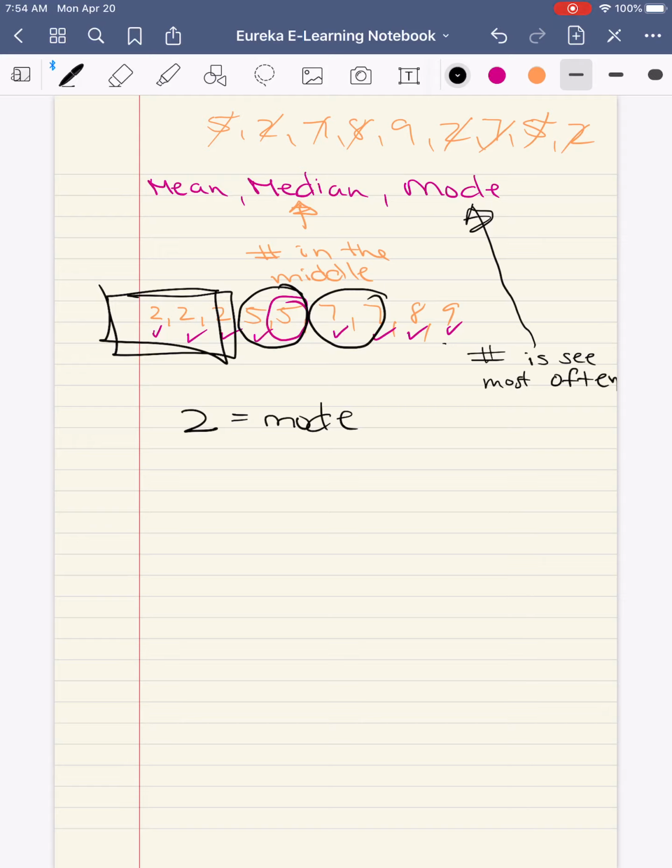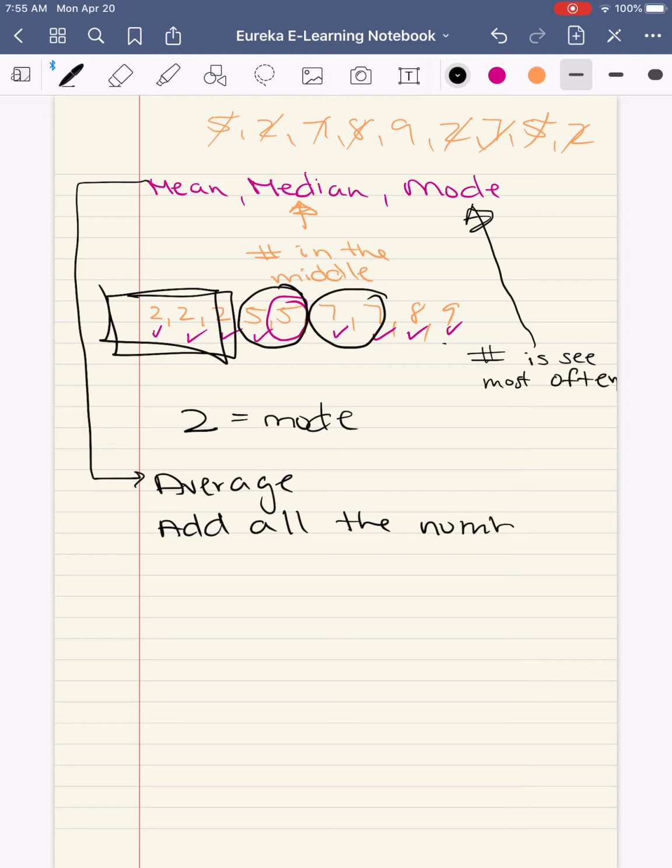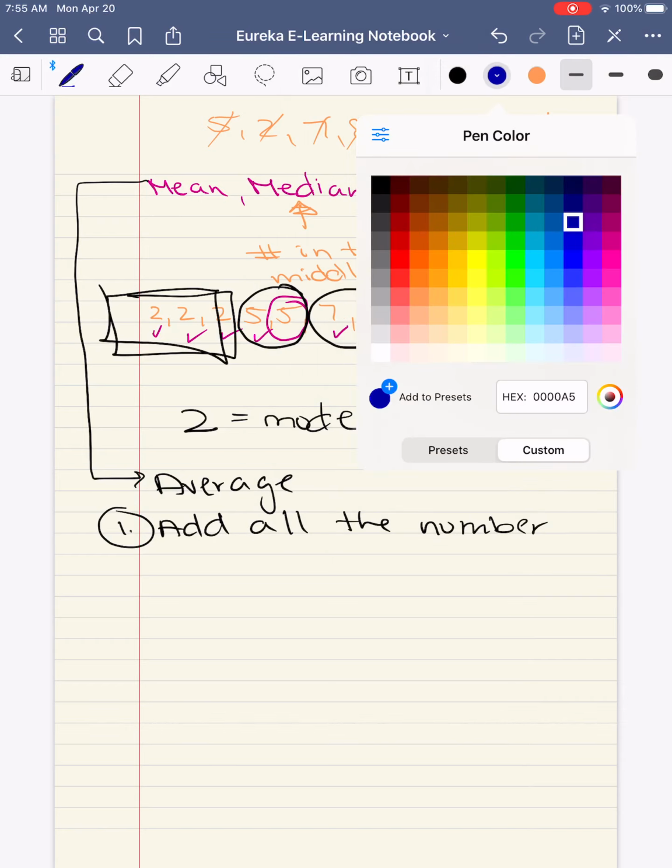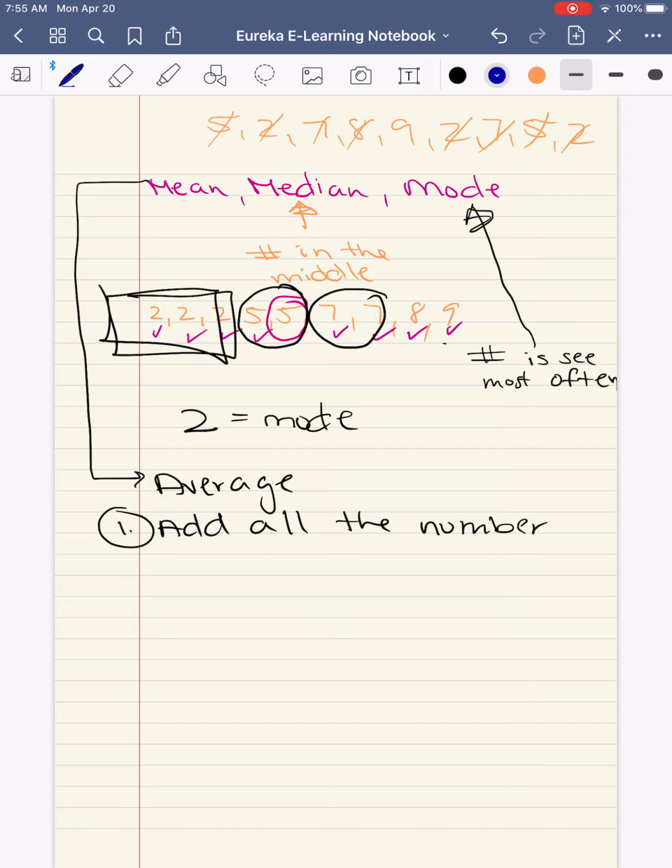Okay, the hardest one we have is median, and it's not even hard. So some of us remember median is the average. And how do you get the average? Well, super easy. You're going to add all the numbers. So if I'm doing that, I'm going to add all my numbers. This is your first step right here. First step. I'm going to do this with this one. Okay, so 2 plus 2 plus 2 plus 5 plus 5 plus 7 plus 7 plus 8 plus 9.